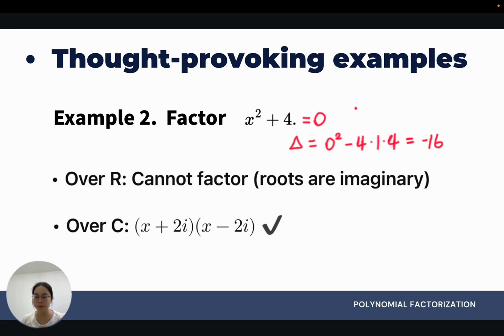Okay, then through these two examples, we discover that in factorization, many errors are not due to calculation mistakes, but to overlooking the number field required in the problem. This is why we compare factorization over Q, R, and C.